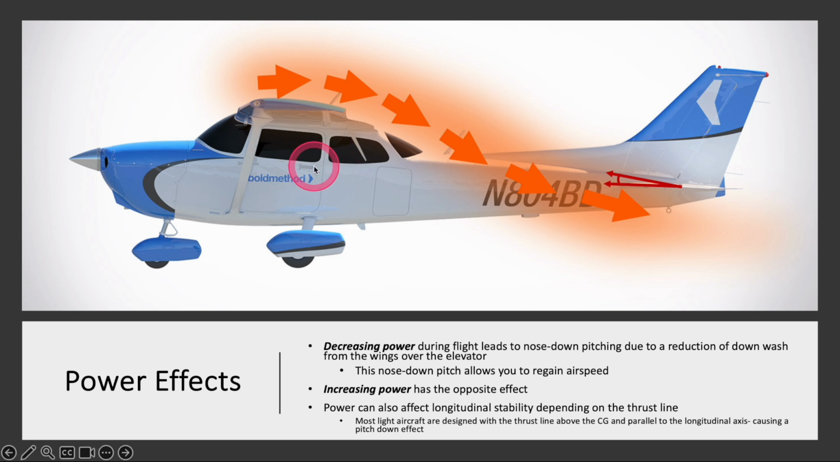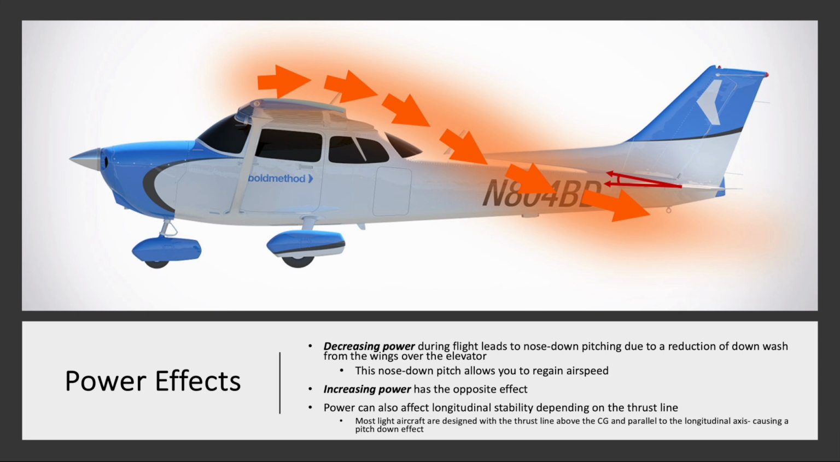So power effects. Anytime you adjust power, it's going to affect your flight characteristics and your stability. So decreasing power, at least with a high wing aircraft, is going to decrease the amount of airflow impacting the tail. So if I just reduce my power, the tail has less downforce, and it's going to pick up and pitch the airplane down. Adding power is going to increase the amount of airflow over the tail, and it's going to pitch the nose up.